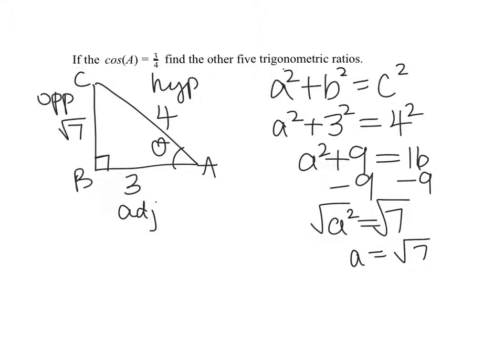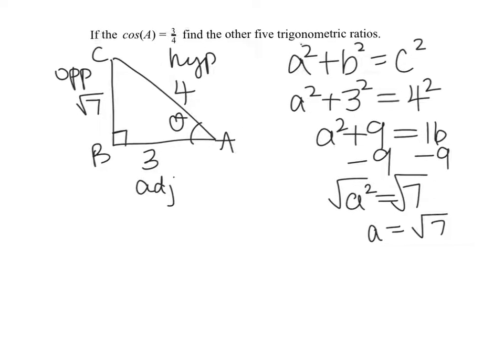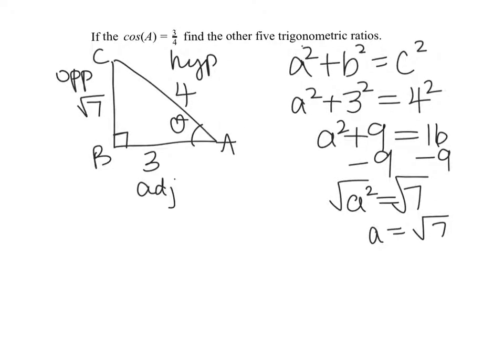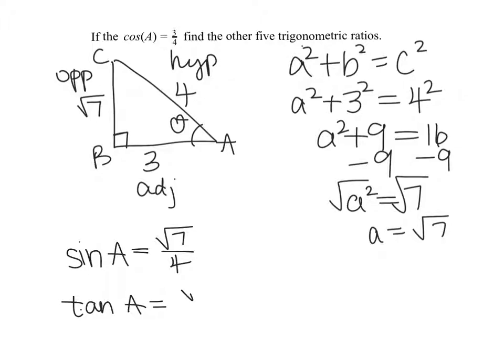Now that we have all 3 sides of our right triangle, we can go ahead and find our other 5 trig ratios. So starting with sine of angle A, which is opposite over hypotenuse, is going to be square root 7 over 4. We already have cosine, so we move on to tangent of angle A, which is opposite over adjacent. We get square root 7 over 3. And then we need to do our 3 reciprocal trig functions.